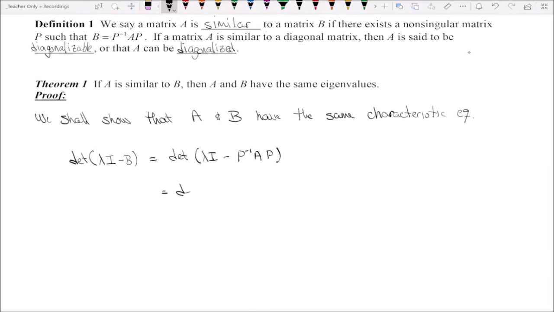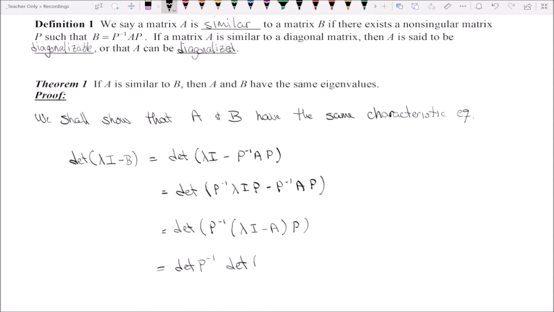However, this is equal to the determinant of P inverse times lambda I times P minus P inverse times A times P. This is because multiplying by the identity matrix is commutative. So now we can factor out a P inverse on the left, leaving lambda I minus A, and then factor out a P on the right. Then properties of determinants say this is the determinant of P inverse times the determinant of lambda I minus A times the determinant of P.